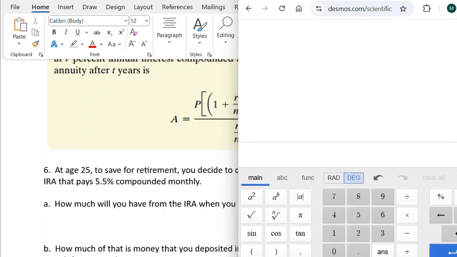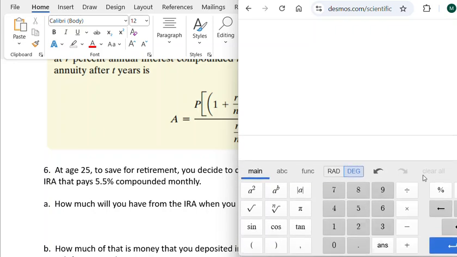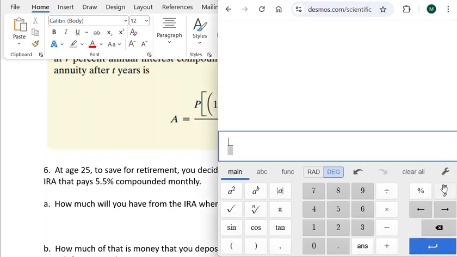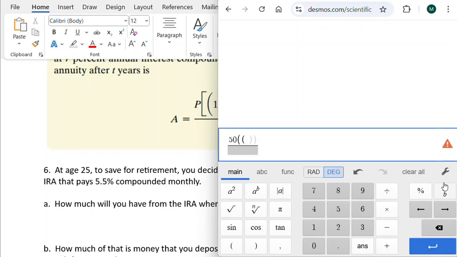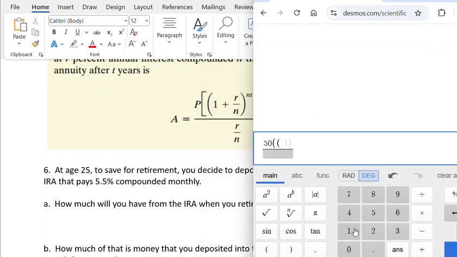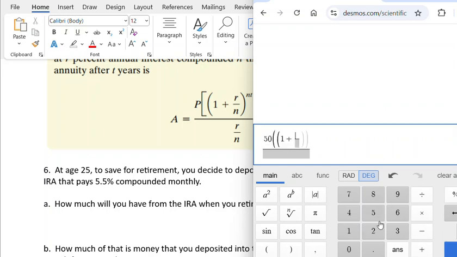So we are going to have, I'm going to start by putting in my fraction bar because I think that's the easiest way to do this. I'm going to plug in 50 for P, and then I have a double parenthesis that you can see here, and then 1 plus R over N. So 1 plus another fraction bar, and we have 0.055 for R and 12 for N. Then I'm going to close that parenthesis and raise it to the N times T power. So that's going to be 12 times 40.